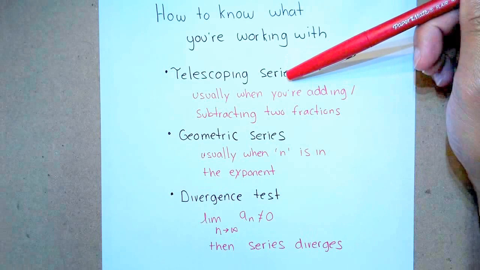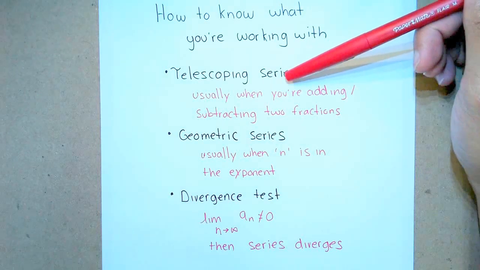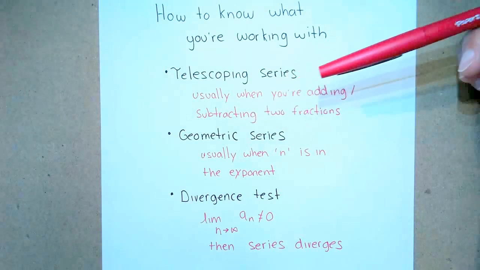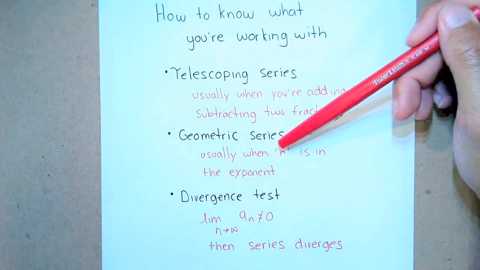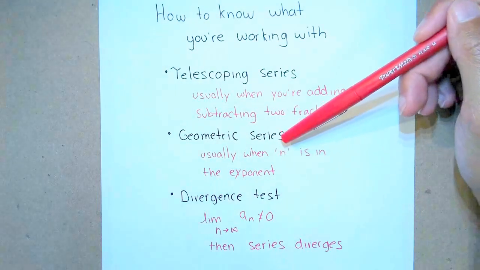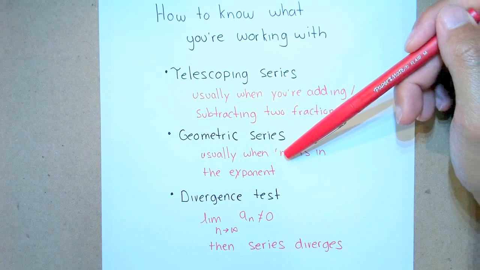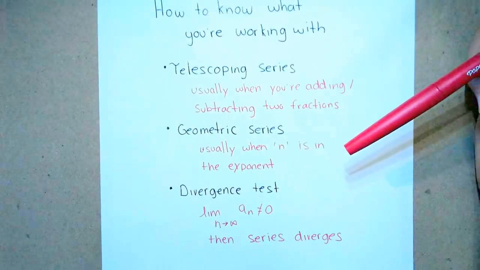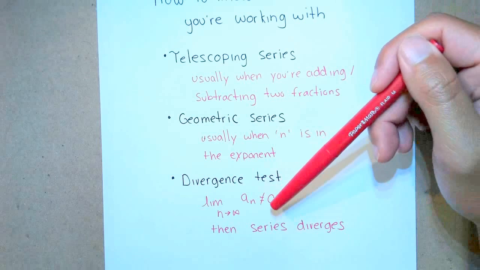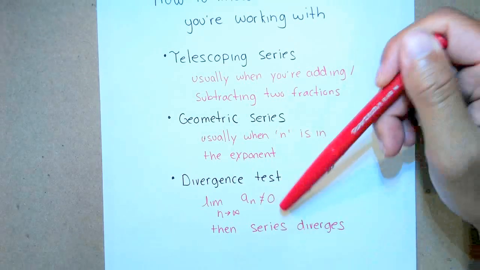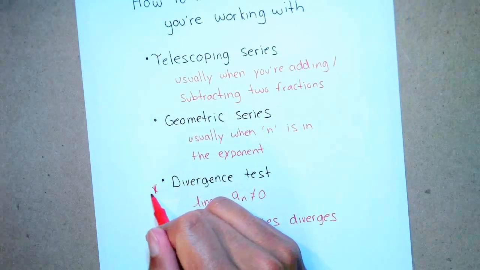If you use a telescoping series and you notice that you're adding and subtracting 2 different or 3 different fractions, you're probably going to have a telescoping series. If it's ever a geometric series, you probably know it's a geometric series because of the fact that your exponent is n. Okay? Now, you could always apply the divergence test first, and if it does not give you 0, then the series diverges. This is the most important one, so please keep this in mind.